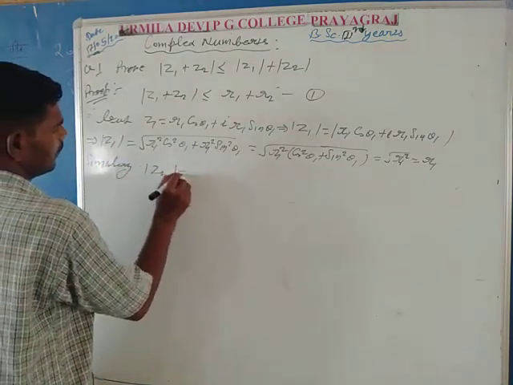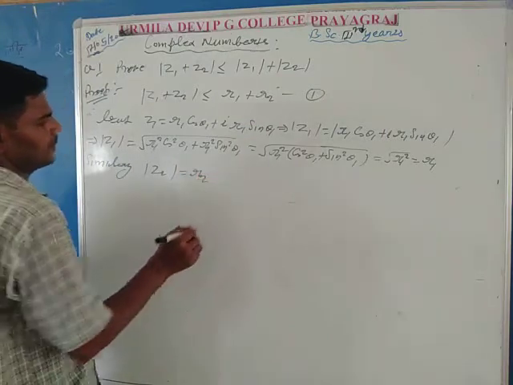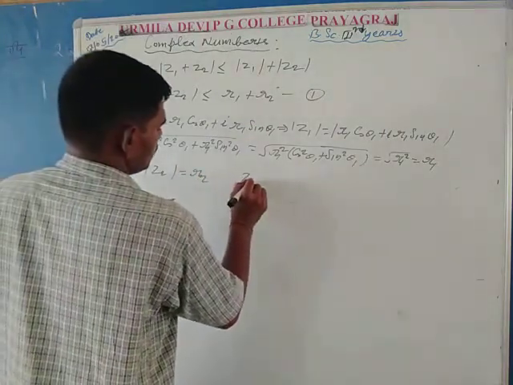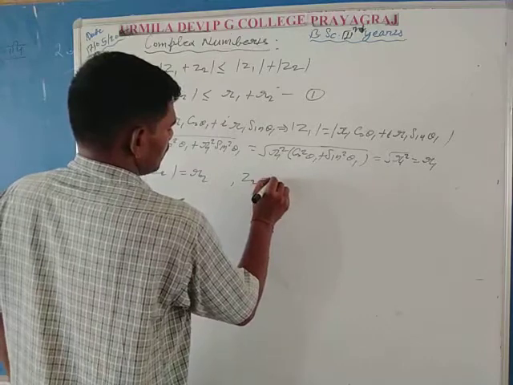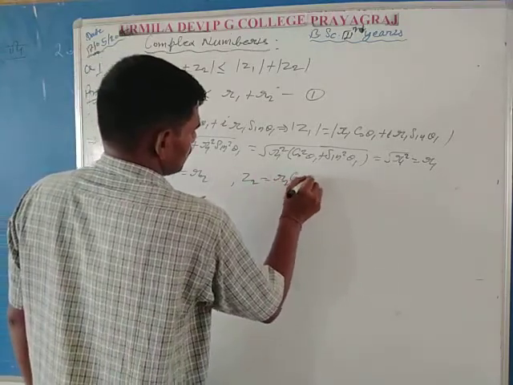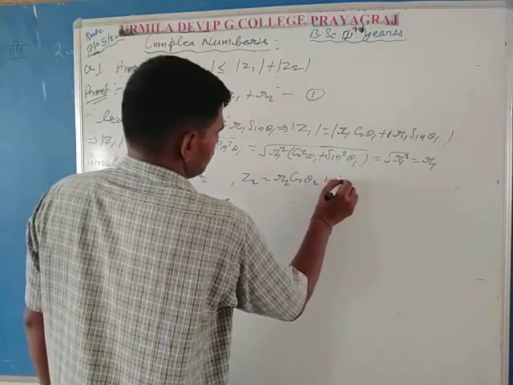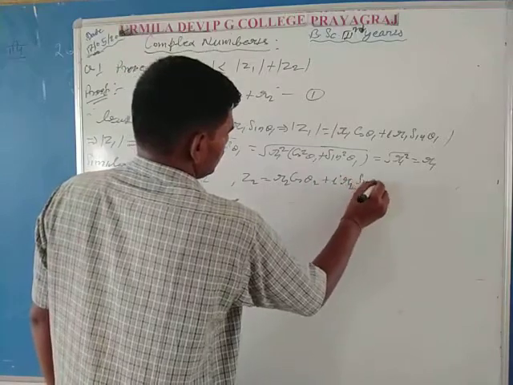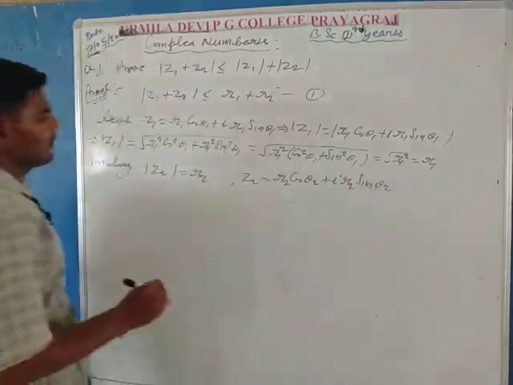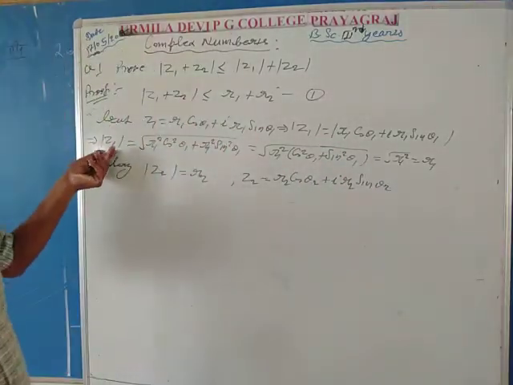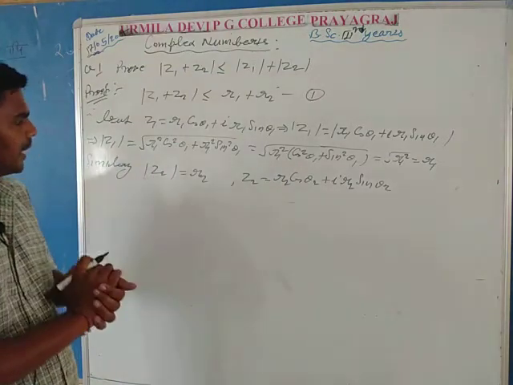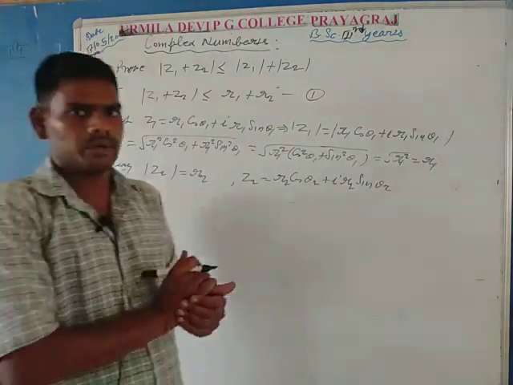Similarly, you can also prove that mod of z2 is equal to r2, where z2 is equal to r2 cos theta 2 plus i times r2 sin theta 2. So mod of z1 is equal to r1 and mod of z2 is equal to r2.